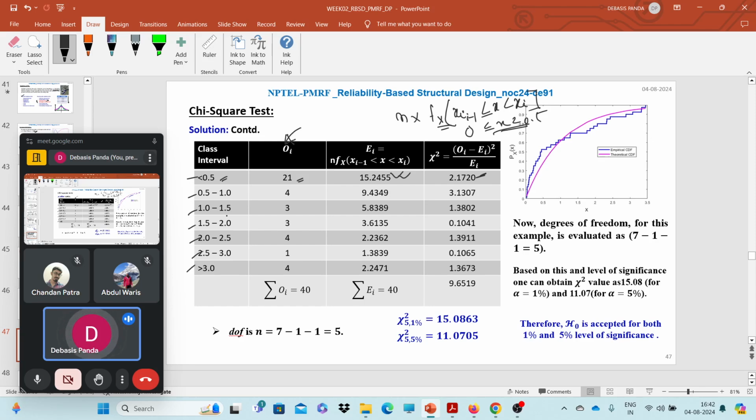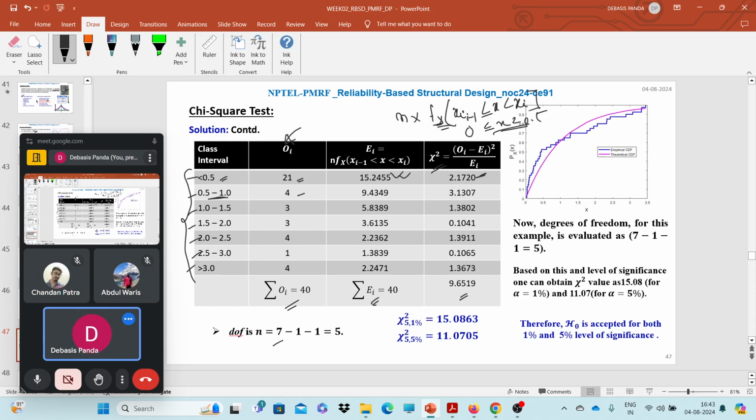In this way, you need to find out how many data are within the interval 0.5 to 1. You will find 4 data. This is our observed one. Now the expected one: you need to find the area under the curve from 0.5 to 1. Likewise for 1 to 1.5, 1.5 to 2, and greater than 3, whatever the range of the data is. Then sum the observed frequencies, sum the expected frequencies, and we can calculate the total chi-square value, which is 9.6519.